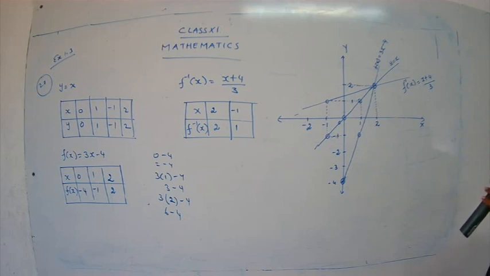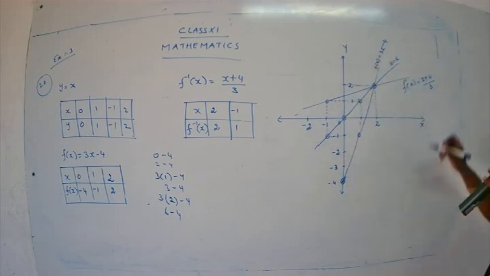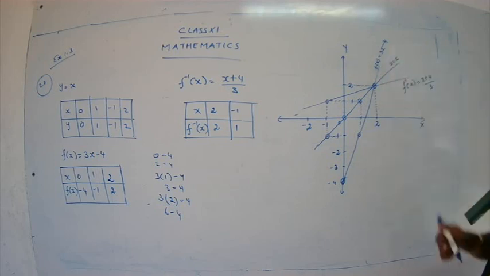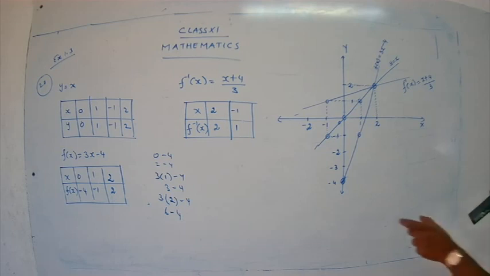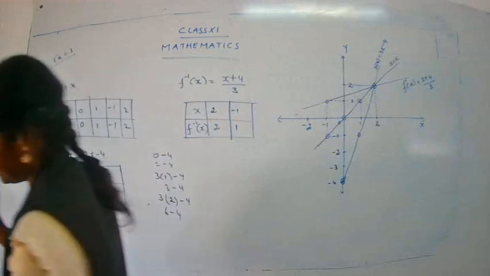Is it clear, children? How are we verifying the symmetrical property? By looking at the graph. How is the graph looking? It is like a mirror image. You have a mirror image. So the verification part is done. So let's have a small conclusion over here, and we will complete our sum.